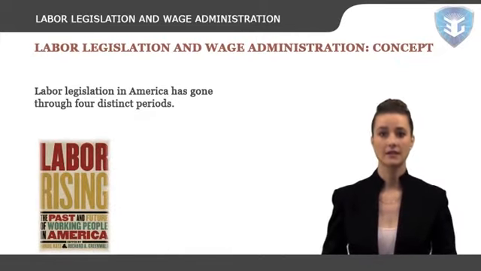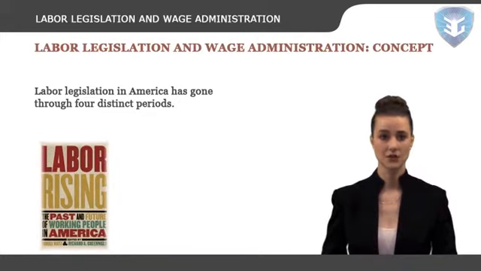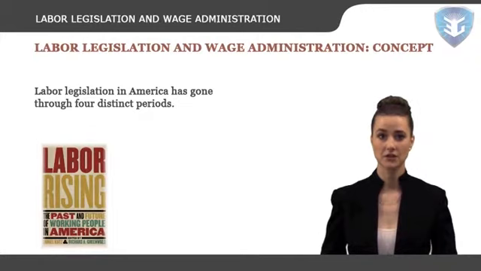However, in the late 19th and early 20th centuries, especially during the Progressive Era, waves of protective labor legislation swept across the country, providing industrial workers with some protection against fraudulently unfair and inhumane labor practices by employers.